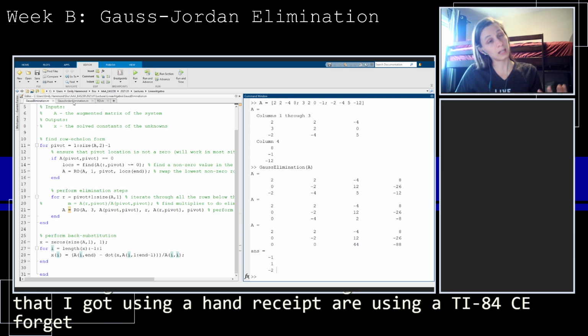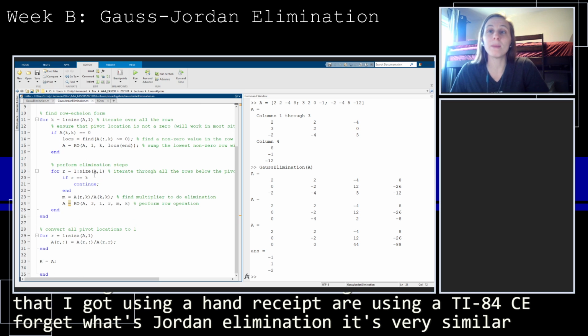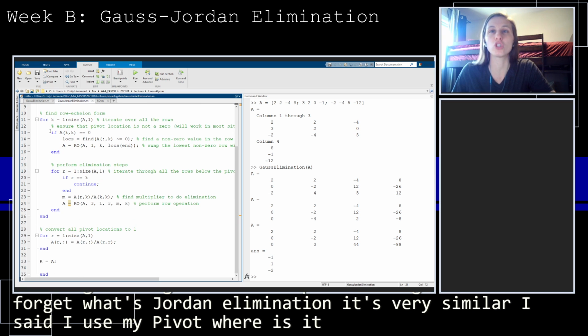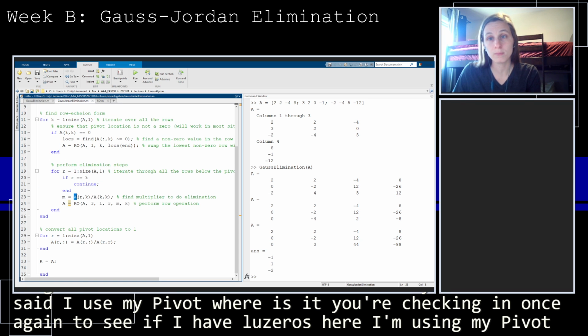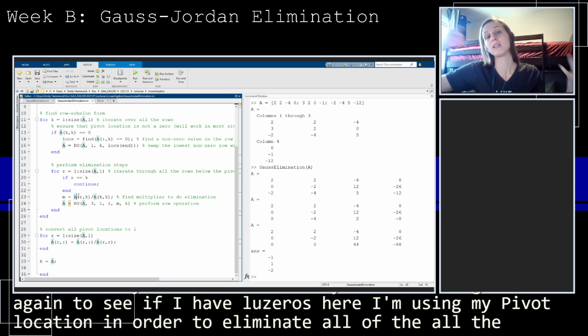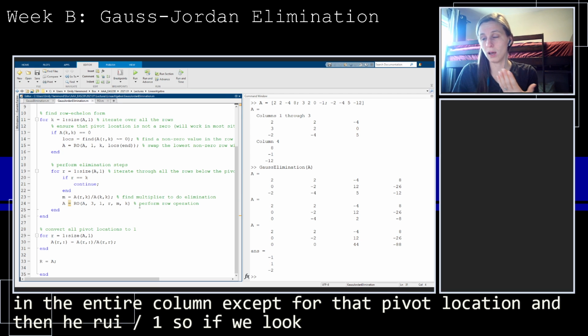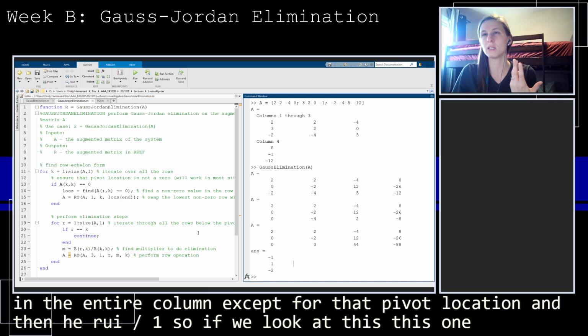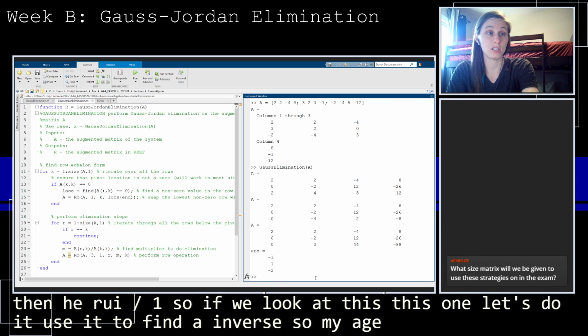For Gauss-Jordan elimination, it's very similar, except I use my pivot. Here's checking it once again to see if I have those zeros. Here I'm using my pivot location in order to eliminate all the entries in the entire column except for that pivot location. And then here I divide by 1. So if we look at this one, let's use it to find A inverse. So my A changes.